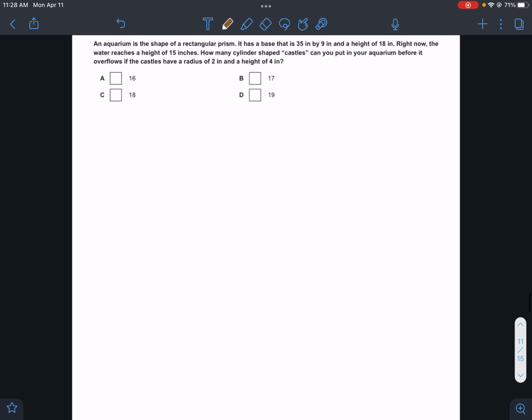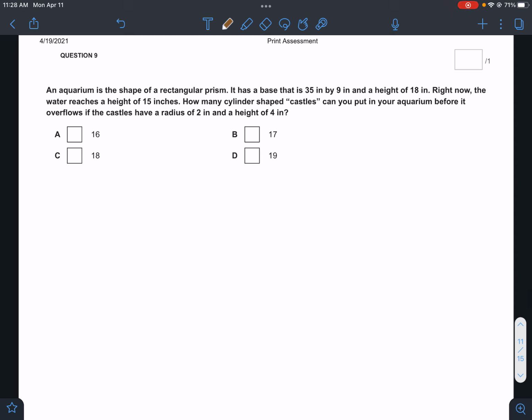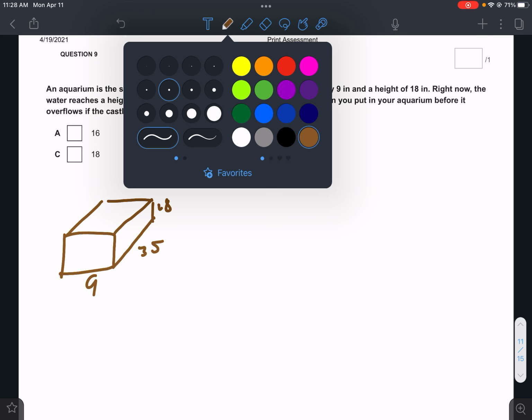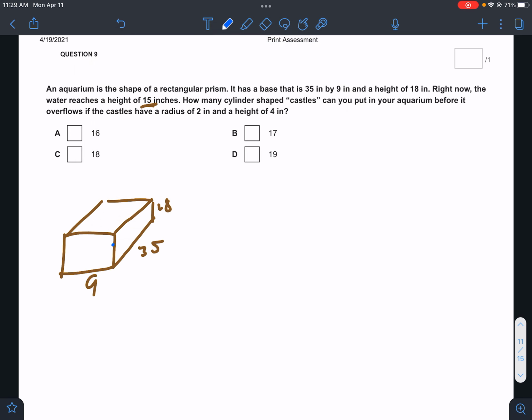Love it. An aquarium is the shape of a rectangular prism. Love it. Rectangular prism. It has a base that is 35 by 9 and a height of 18. Right now the water reaches 15. So right now the water level has a height of 15.